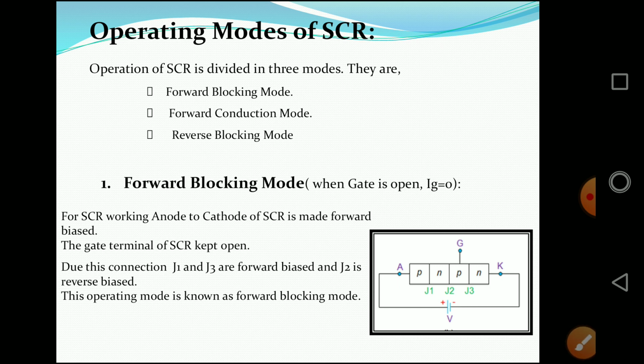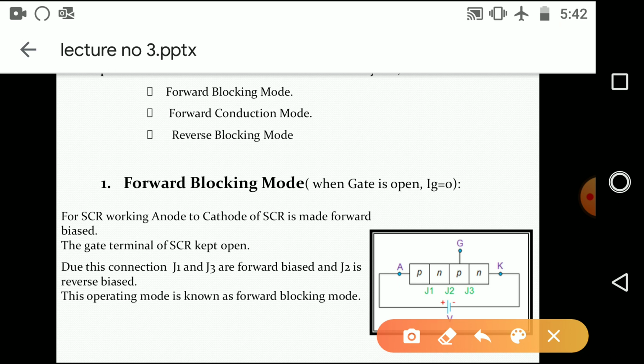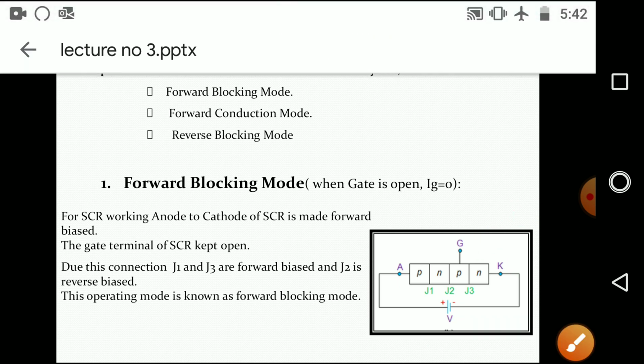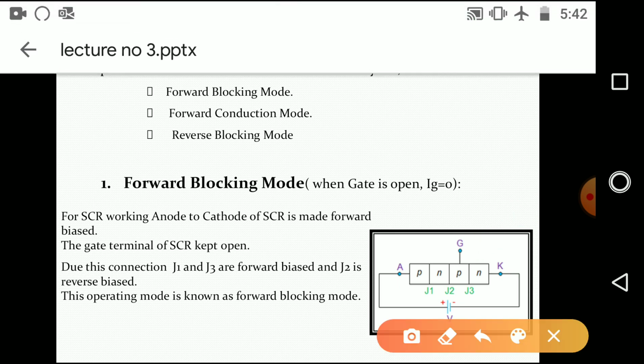Next, operating modes of SCR. The SCR operation is divided into three modes: forward blocking mode, forward conduction mode, and reverse blocking mode. The forward blocking mode means we are giving supply only from anode to cathode, and the gate terminal is left open, that is, gate current is 0 here.